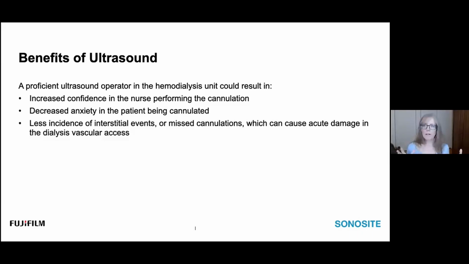So let's forget about us. Let's just talk about first and foremost the patient who's being cannulated. There are suggestions that the use of ultrasound in the hemodialysis unit can decrease the anxiety that the patient being cannulated feels. And I can only imagine what it would be like to be on the other side of the fence, presenting with a complex access in my arm and having in my mind, I know these 3 nurses have had success, but this stranger in front of me today, oh, I'm worried.